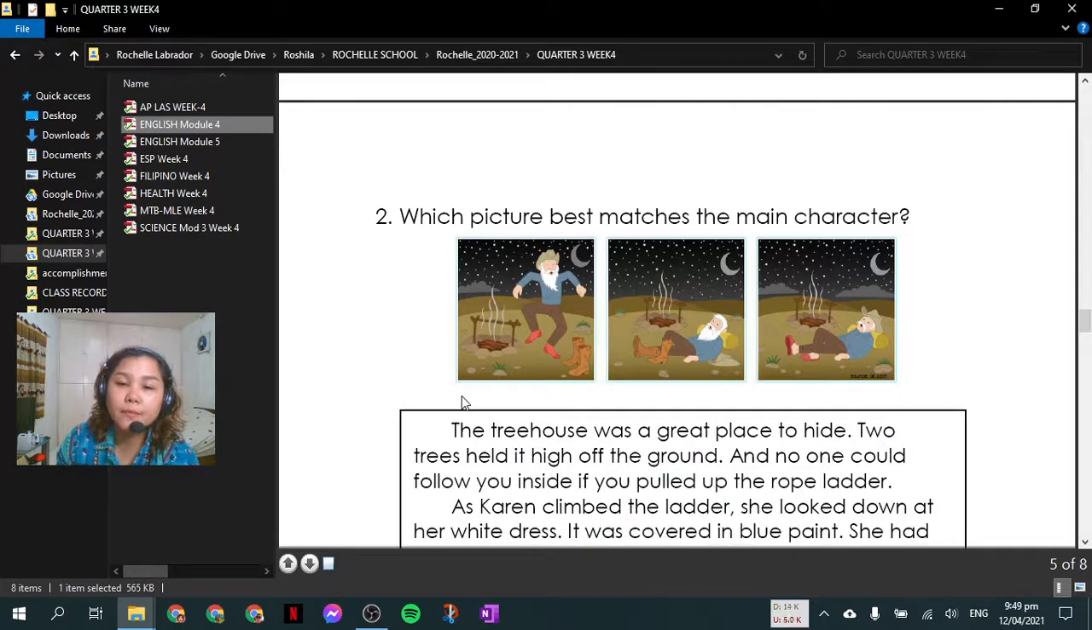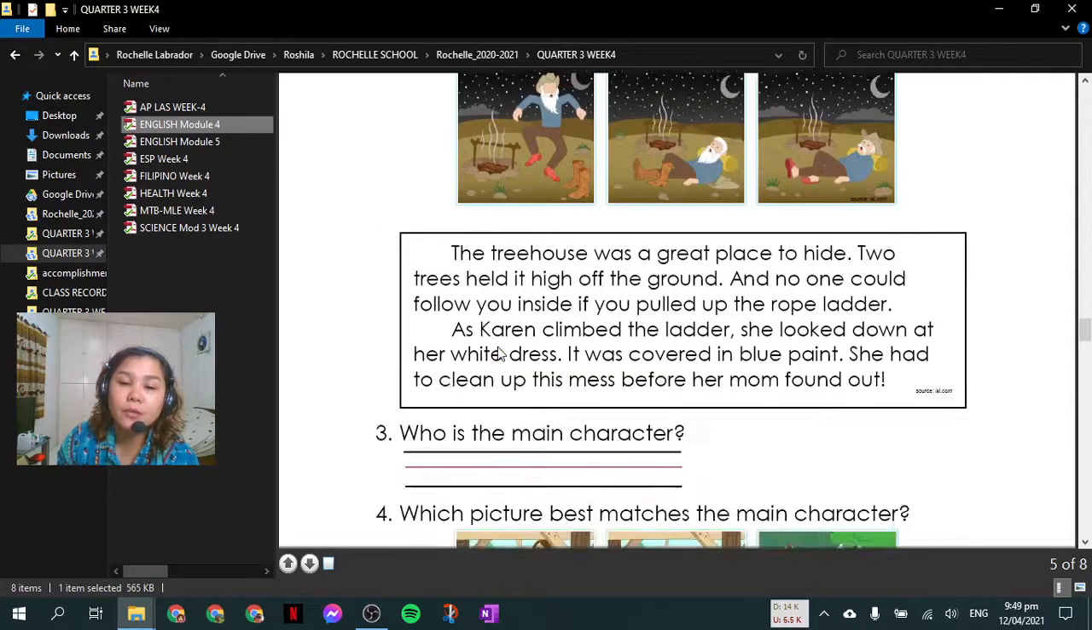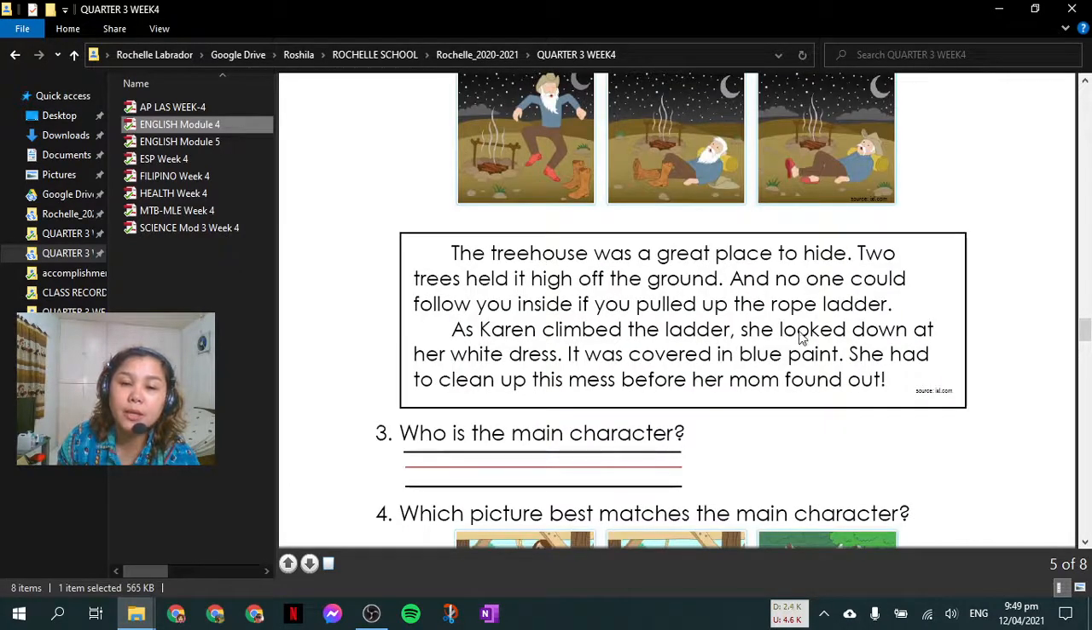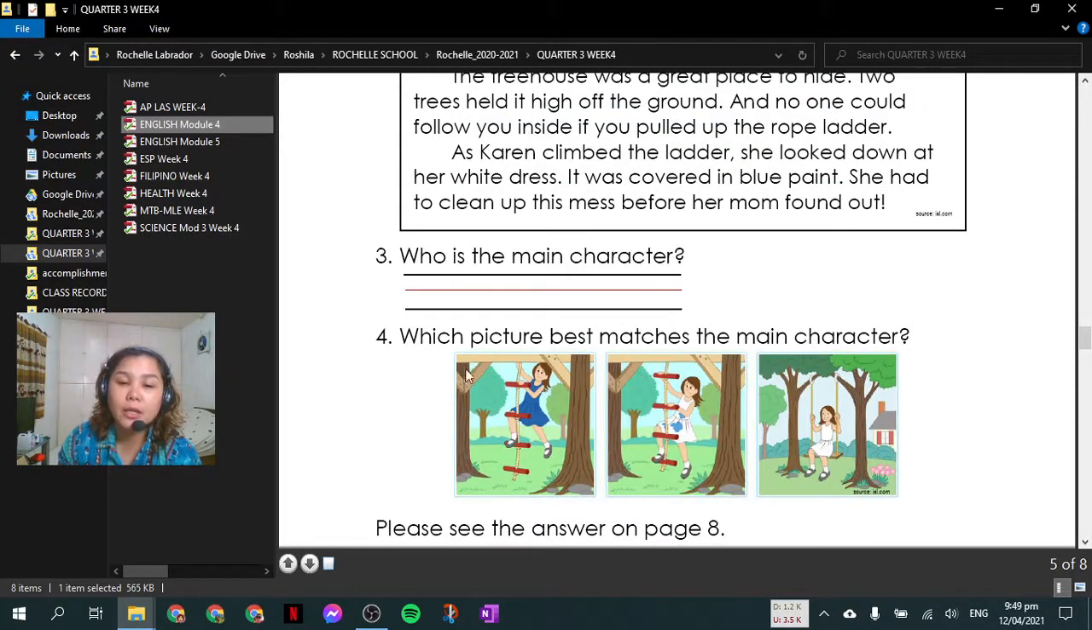Next, here, just circle which one. Next, another story and then another question: who is the main character? Then, another question: which picture best matches the main character? Among the 3 pictures, encircle only 1.